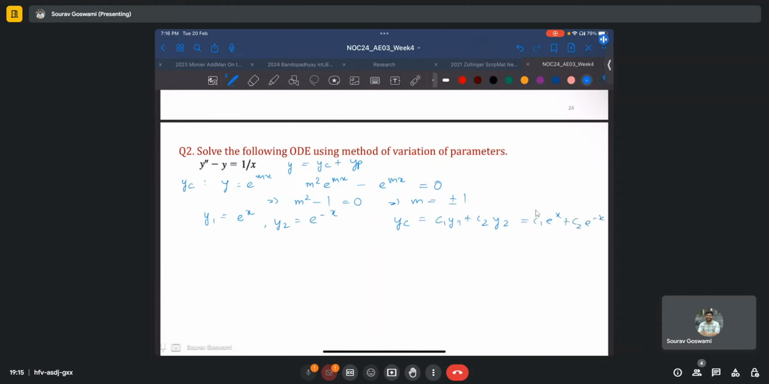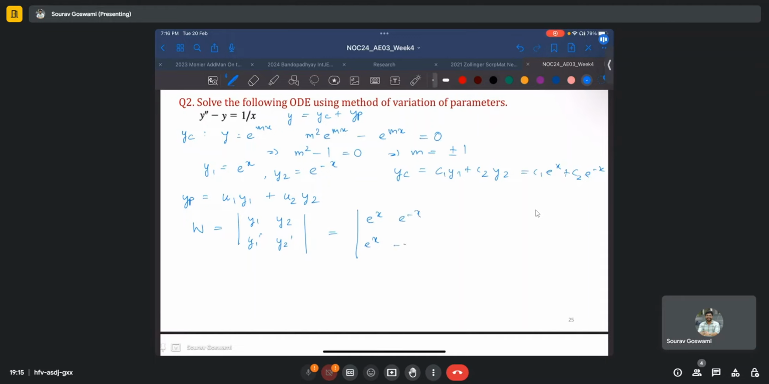We must calculate the three Wronskians, W being the determinant of y1, y2, y1 prime, y2 prime. So e power x, its derivative is again e power x, e power minus x and minus e power minus x. This will give us minus 1 minus 1, which is equal to minus 2.